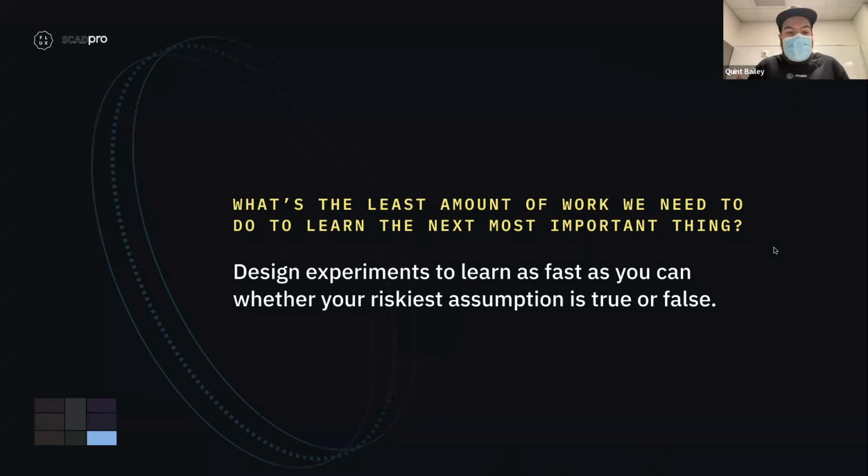And a lot of times it's not. A lot of times it doesn't end up being worth it, and that's why we do all these different prototypes. But we want to find the least amount of work that we need to do to learn the most important thing, so that we can do that work, learn the most important thing, and then move from there.